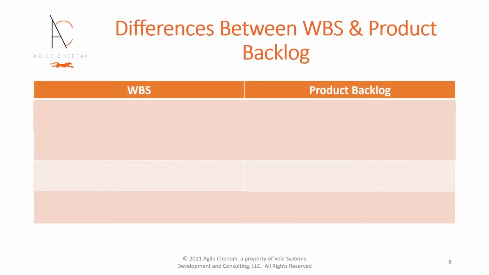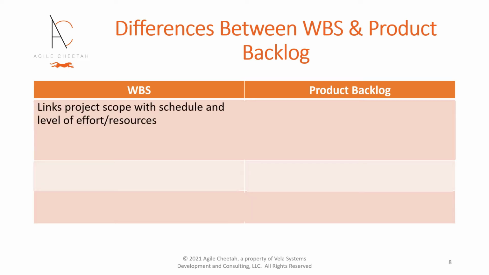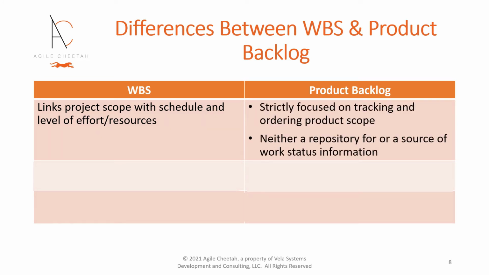The main difference between WBS hierarchies and product backlogs is that the WBS is a tool for linking together project scope with schedule and level of effort or resources. A product backlog is strictly focused on tracking and ordering product scope. It is neither a repository for nor a source of work status information.